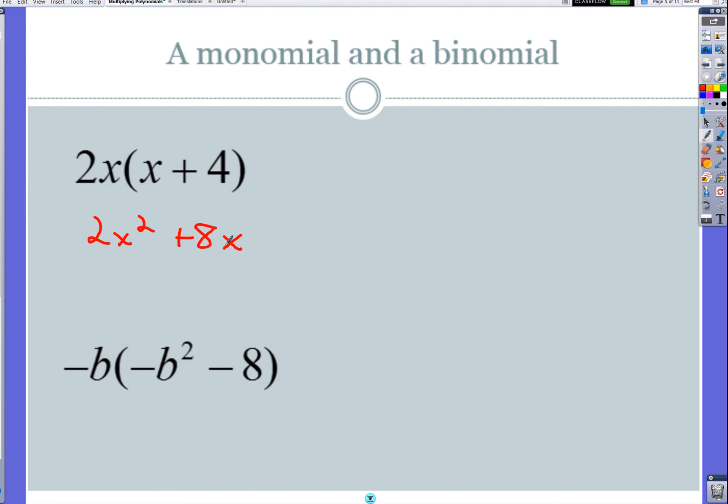On the next one, on the bottom, what is negative b times negative b squared? Oh, b cubed. Negative times negative is positive, and this would be b cubed, because 1 plus 2 is 3. Negative b times negative 8 is positive 8b.